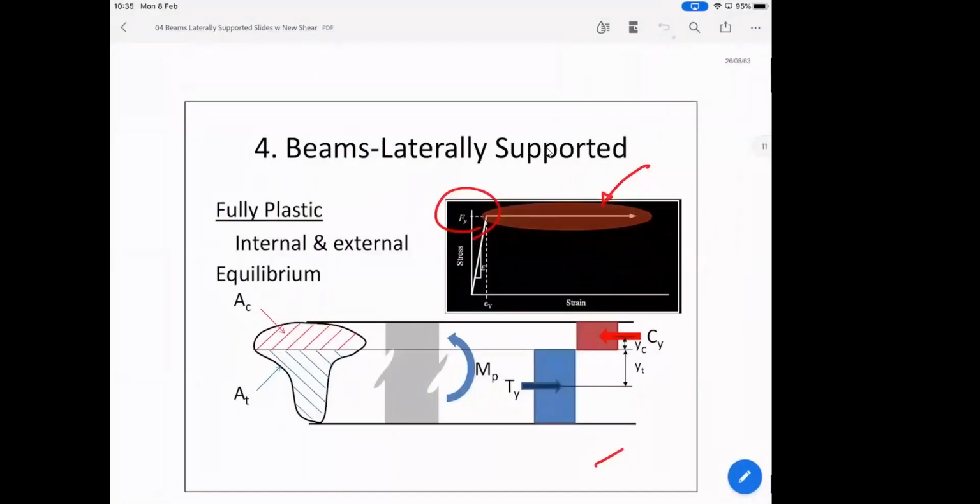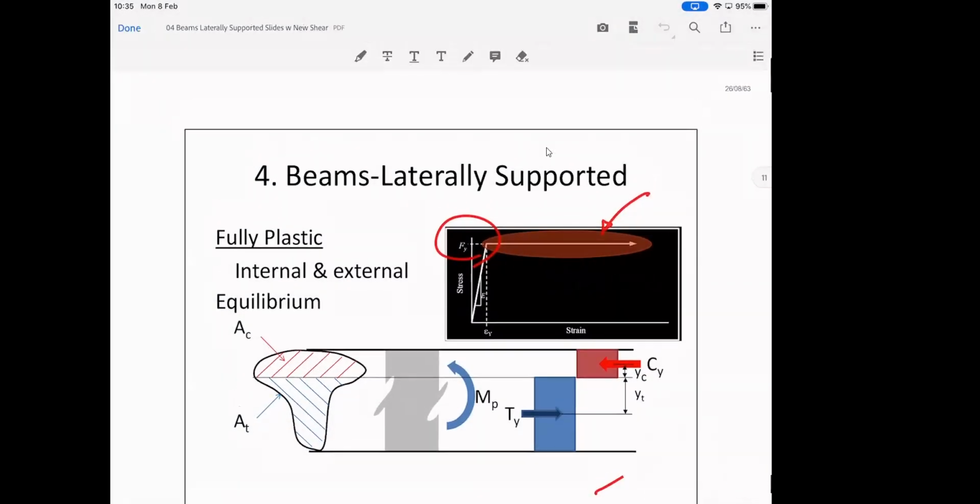Okay, we're back in business. All right, so this is where we are now before the break. You realize that we need to know how to use the plastic section modulus, and this is where it's going to occur, when we are beyond the first yield.